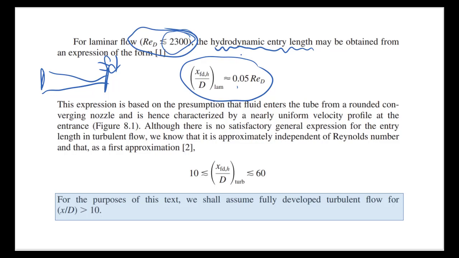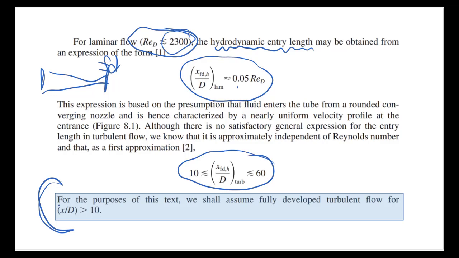Now, if the Reynolds number is greater than 10,000, then the entrance length, this ratio of the entrance length divided by the diameter, will be somewhere greater than 10 and somewhat less than 60. But notice what I have in the box here. For purposes of this text, we shall assume fully developed turbulent flow for x over D greater than 10.